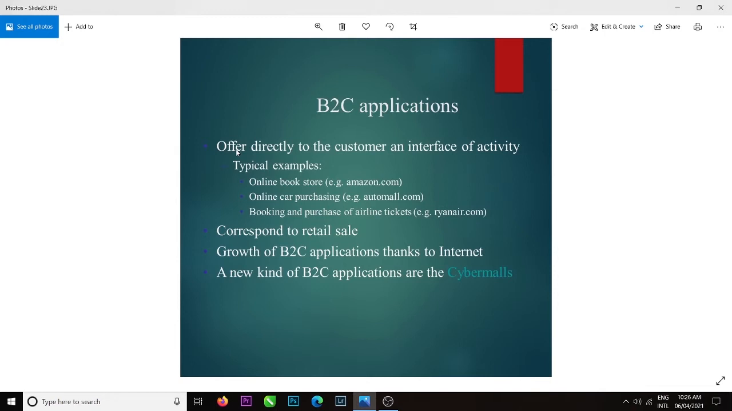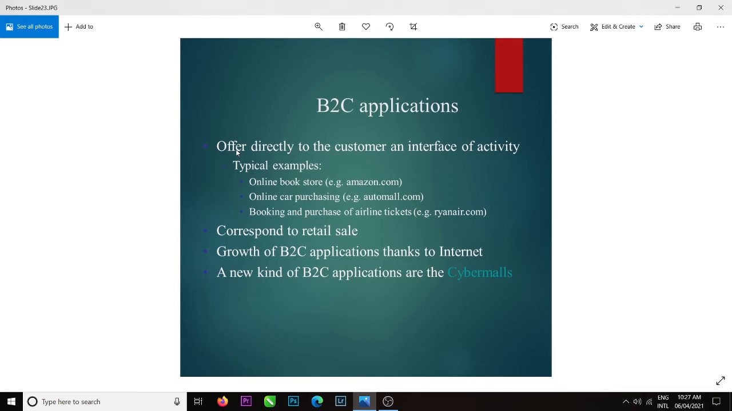Examples are online bookstores. Amazon was started first with the selling of books. Next it entered into different areas, and now it became world number one. And online car purchasing, which we already discussed earlier. Second-hand cars are there. Cardekho.com, Cars24, these are some platforms where you can buy them.